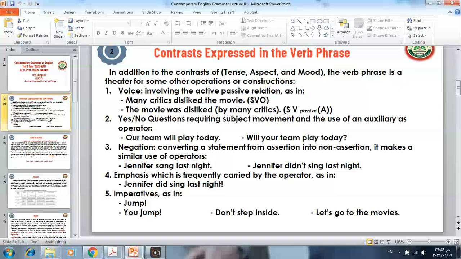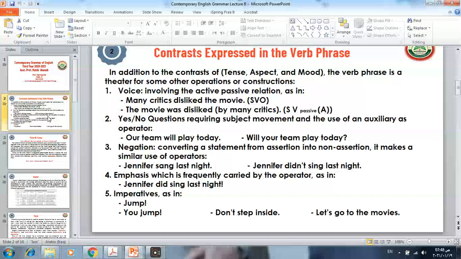Number three, negation. Converting a statement from assertion into non-assertion makes a similar use of operators. So we also need operators here to convert a statement from its assertive form into another non-assertive form. We need an operator plus the negative particle not. Like when we say Jennifer sang last night, if we want to negate it, we say Jennifer didn't sing last night.